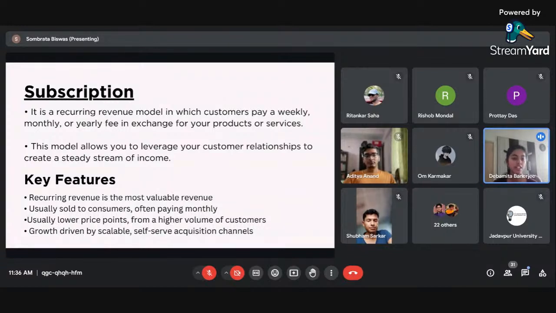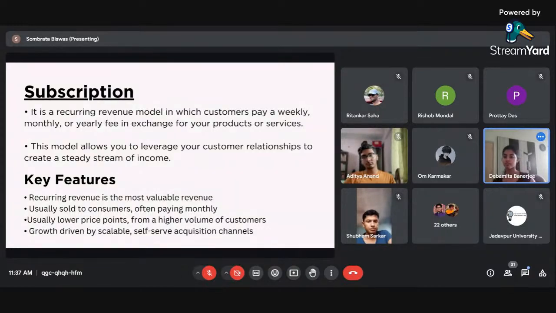Key features: recurring revenue is the most valuable revenue. I mean, recurring revenue under subscription is mostly the only revenue. Usually sold to consumers, often paying monthly, could be yearly also. Monthly is just an example. Usually lower price points from a higher volume of customers, right? So subscriptions we mostly have in transactions which, in our country, would be sub 1,000 rupees, right? So when you're selling it at that low of a price point, for you to make the kind of money that VCs or investors expect startups to make, you need to have a much bigger customer base.